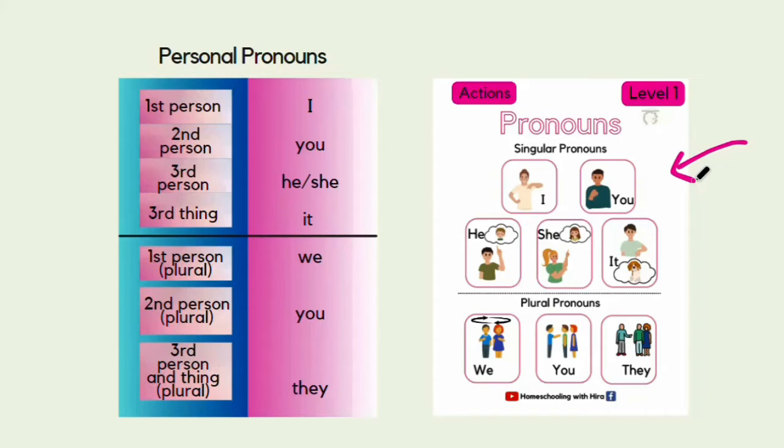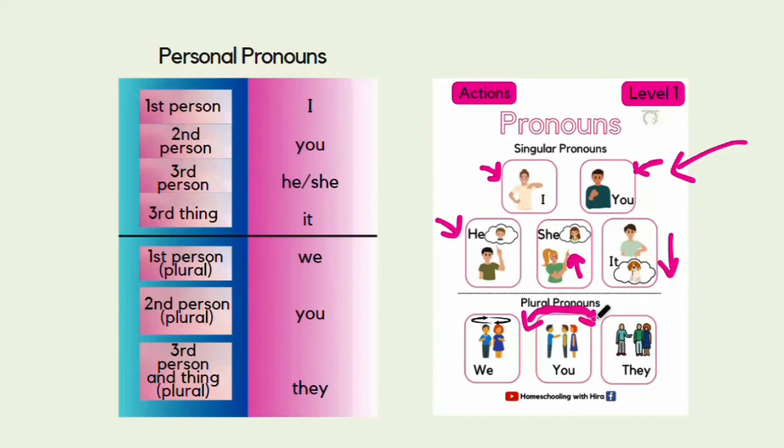Point towards yourself and say I. Point towards a person you are talking to and say you. I, you. Point towards a boy who you are not talking to and say he. Point towards a girl who you are not talking to and say she. Point towards the floor and say it. Then stand some kids with you and make a circle with your hand and say we.